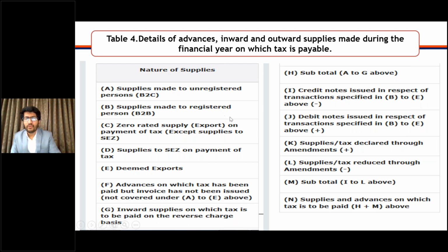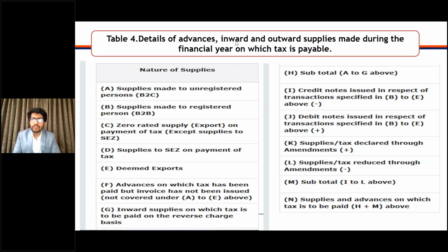Then comes table number 4, details of advances, inward and outward supplies made during the financial year. Words to be focused over here are advances, inward and outward supplies made during the financial year on which tax is payable. So friends, you all must be knowing that GSTR 9 was replaced 2 or 3 times. So the only change which was made in newer version of GSTR 9 was the headings of the table were changed. So these headings play a very important role.